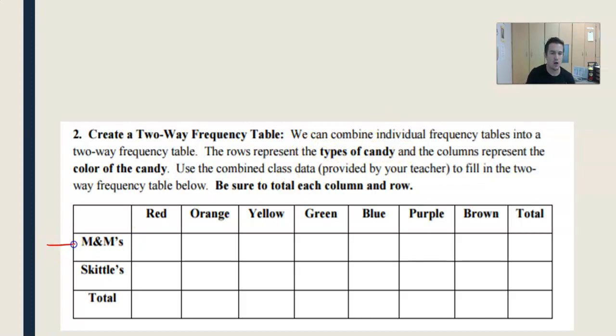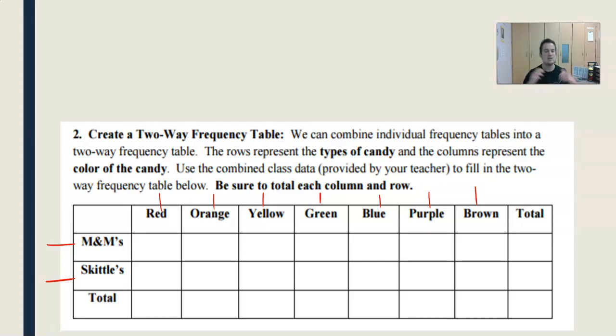In this case, the rows here represent the types of candy, and the columns represent the color of those candies. And then it says, use the combined class data to fill in the two-way frequency table shown. Be sure to total each column and row. So what I would do is, if everybody was here, I would total everybody in the class's M&Ms, everybody in the class's Skittles, and put them in the corresponding columns here.